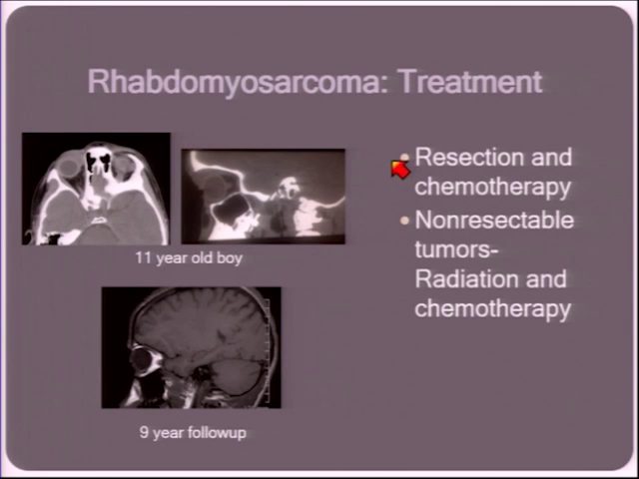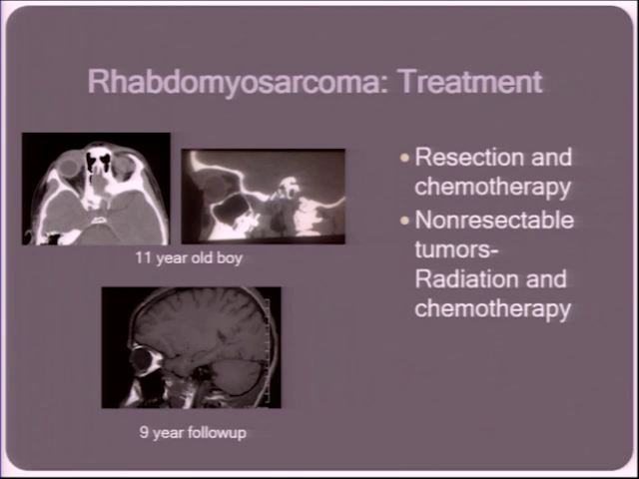So the treatment. The patients do best if they can have complete resection of the tumor, because those patients can get an adjuvant chemotherapy that's relatively non-toxic. The non-resectable tumors are treated with radiation and chemotherapy. The exception to that rule is the lesions in the orbit. These patients actually have a better outcome if they're treated non-surgically. So here's an example of that.